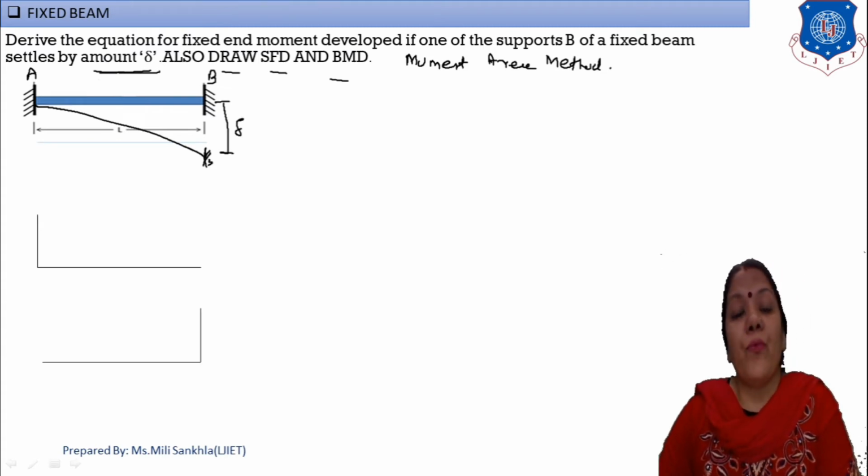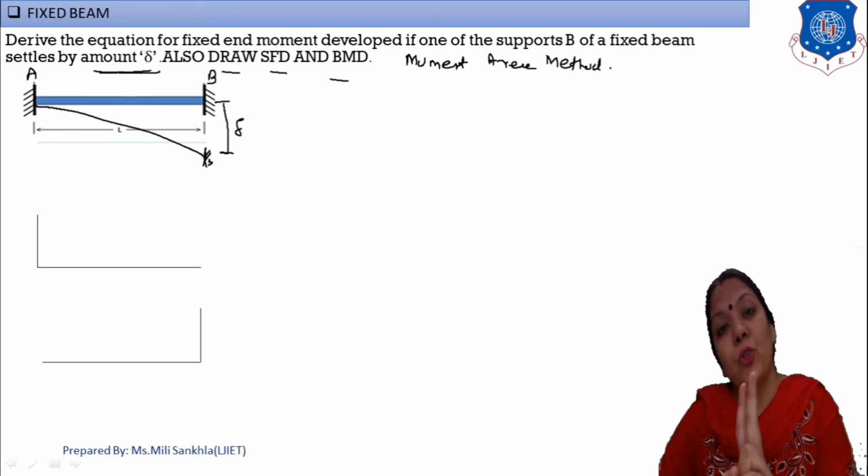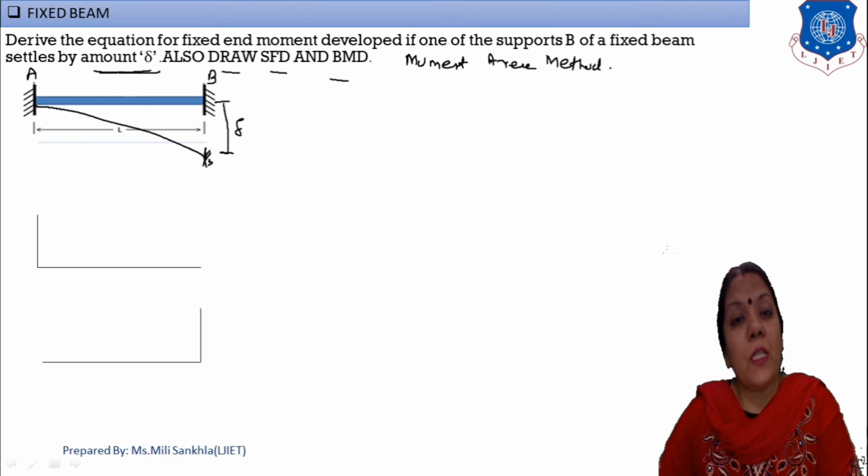First, if our fixed beam is subjected to symmetrical loading, we use moment area theorem number 1, that means A plus A dash is equal to 0. But if our fixed beam is subjected to unsymmetrical loading, in that condition we use two theorems of the moment area method. The first theorem is for area and the second theorem is for deflection. Here we use both theorems, first and second, one by one, because this type of settlement, deflection or sinking is known as unsymmetrical loading. So we use two theorems of the moment area method.